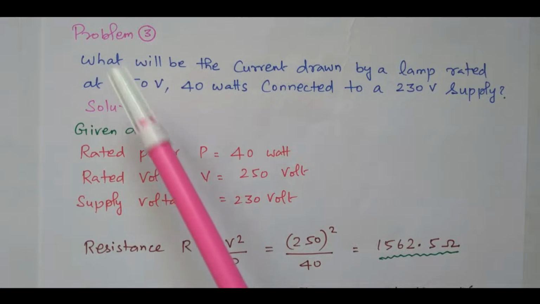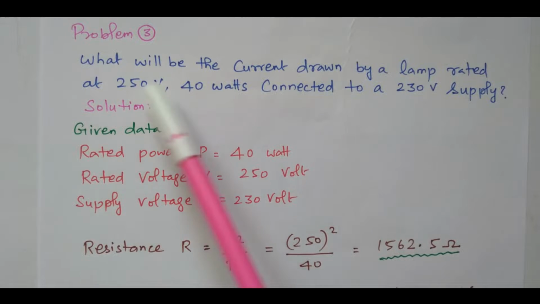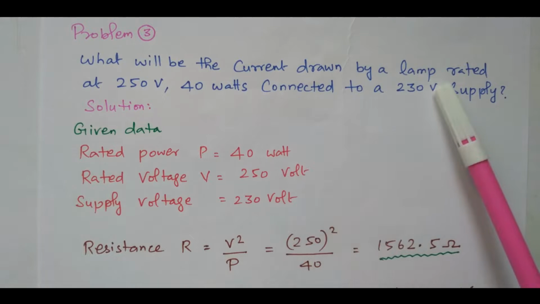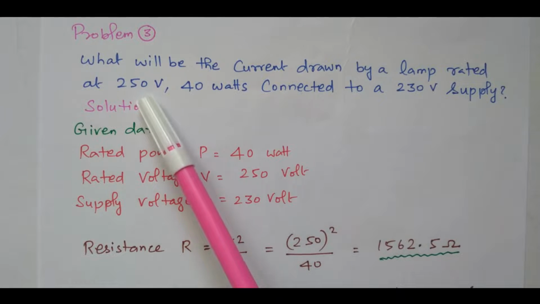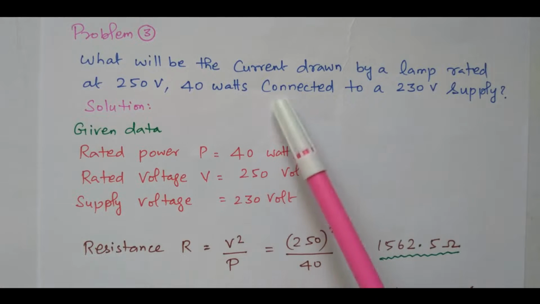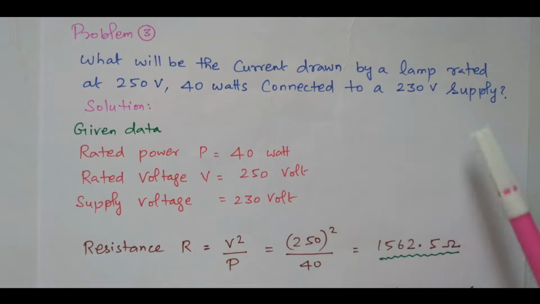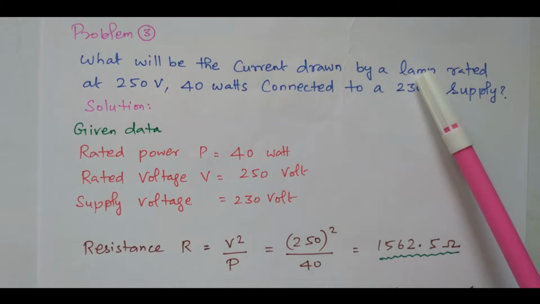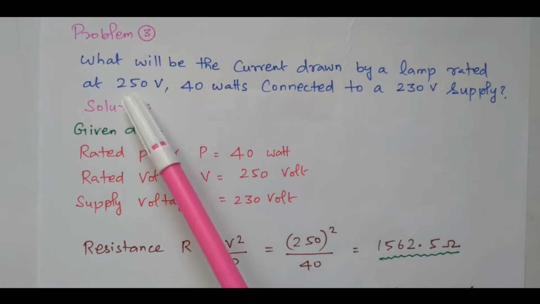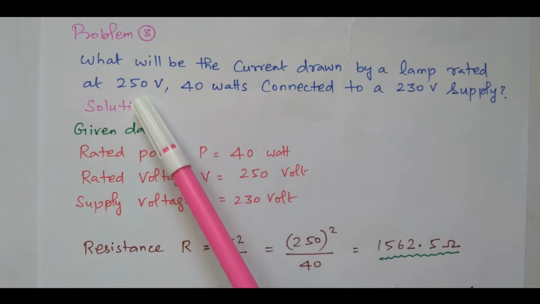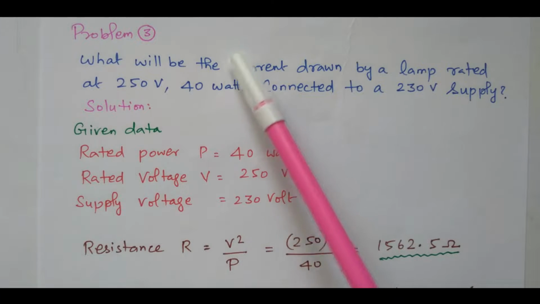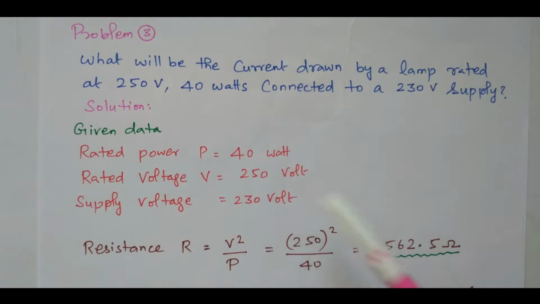We'll refer to the third problem. What will be the current drawn by the lamp rated 250 volt, 40 watts, connected to a 230 volt supply? So one lamp is available. The rating of the lamp is 250 volt, 40 watts. We need to find the current taken by this lamp.